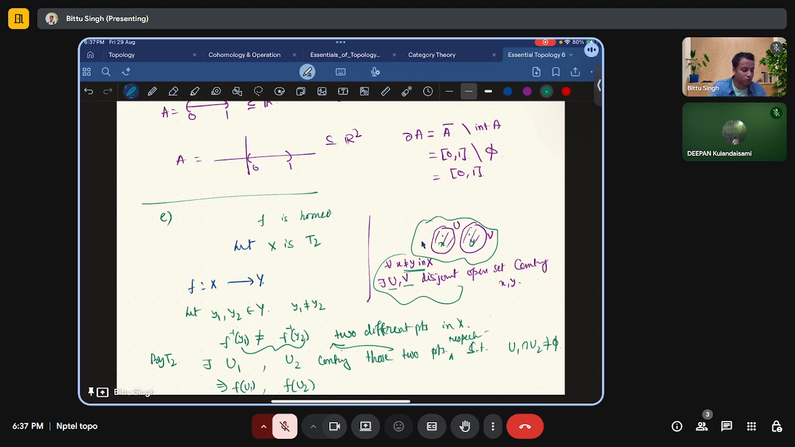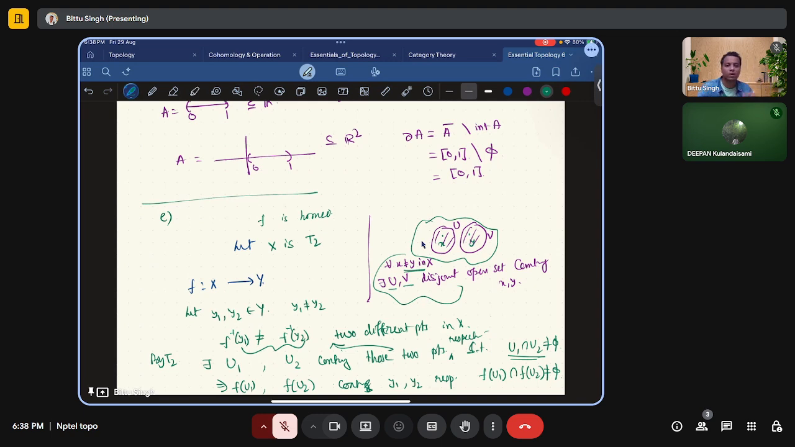Since f is a homeomorphism, f is also an open map. So if U1 and U2 are both open sets, and note that those two open sets contain Y1 and Y2 respectively, and also note that f is an open map, therefore from here we will derive that this is also non-empty, right?